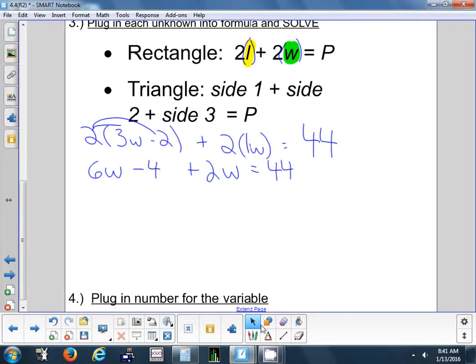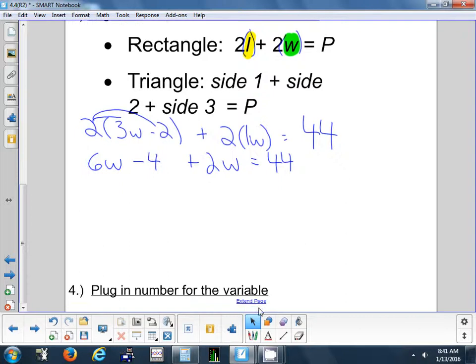Rose? Plug in the number for the variable? Not yet. I like what Corey said. Combine like terms, right? I'm going to CLT. What are my like terms? Corey. 6W and 2W. They're both positive. What do you get? 8W. All right? Here's a like term. Here's a like term. 8W minus 4 equals 44. Kevin, now what?